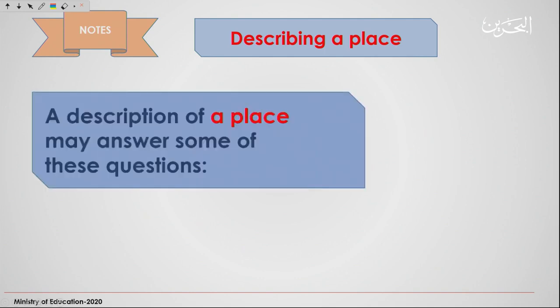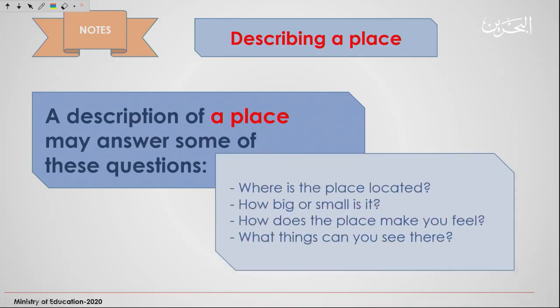Okay, so let's look, how do we usually describe a place? A description of a place may answer some of these questions. Usually while describing a place, we have to answer this set of questions. Where is the place located? How big or small is it? How does the place make you feel? What things can you see there? Usually when you tell your friend to go to a certain place, these are the things that you mainly take into consideration.